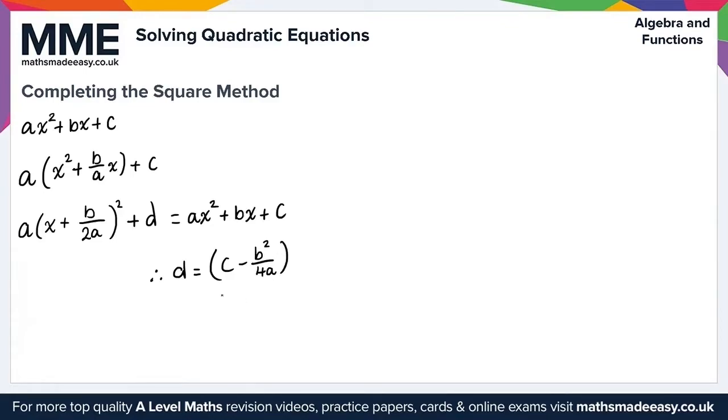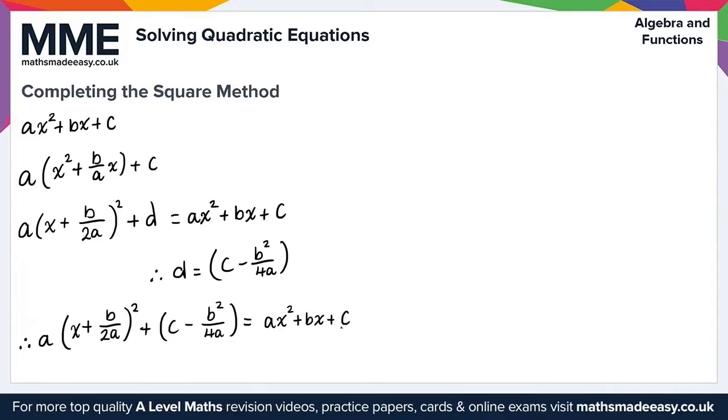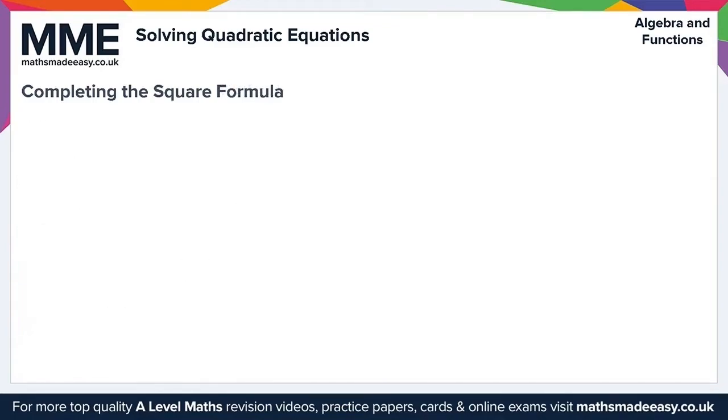So putting all of this together now, what we obtain here is a lots of x plus b over 2a all squared plus, well, we know d is equal to c minus b squared over 4a, so that becomes plus c minus b squared over 4a there. Okay, and that's equal to our quadratic here. So that's equal to ax squared plus bx plus c there. Okay, so that gives us everything we need there for completing the square method. Let's take a look now at completing the square formula.